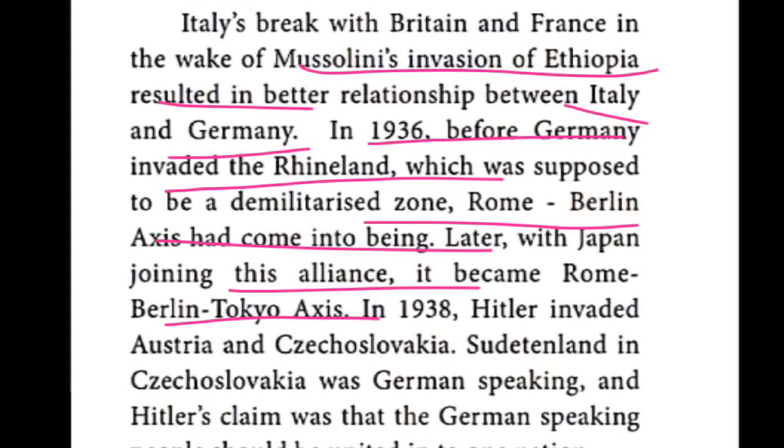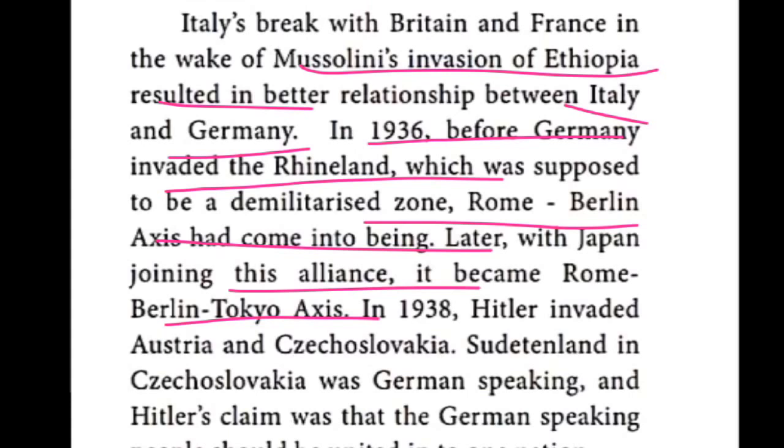Why Rome-Berlin-Tokyo axis? In the sense, Italy's capital is Rome, Germany's capital is Berlin, Japan's capital is Tokyo. So these three countries formed an alliance. That's why they call it the Rome-Berlin-Tokyo axis.